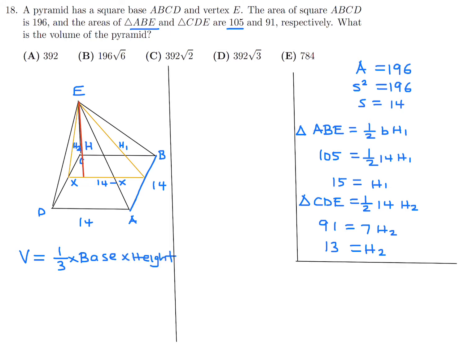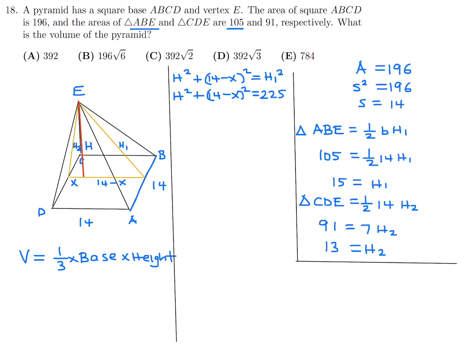All right, so here we go. Our first Pythagorean relationship is h squared plus (14 minus x) squared is equal to h1 squared. And h squared plus (14 minus x) squared is therefore equal to, h1 we figured out was 15, so that's 225.